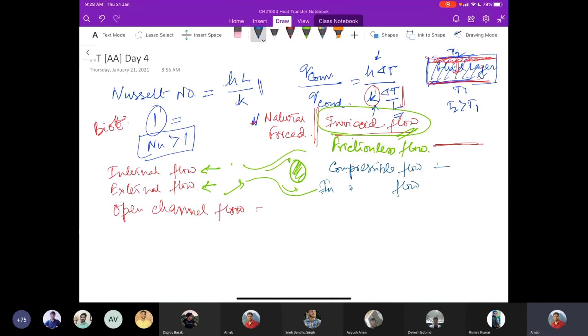Anyone? What is compressible flow? What is incompressible flow? Incompressible flow, density of fluid may change. So there is the density variation of the fluid during the flow. Okay, in most fluid flow where that doesn't happen, we call that incompressible flow.